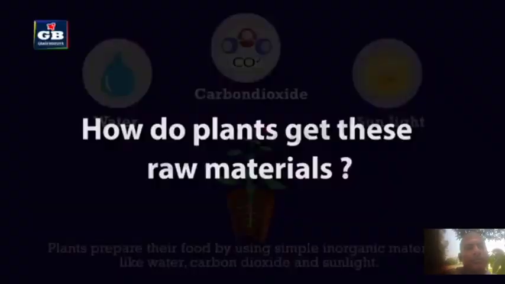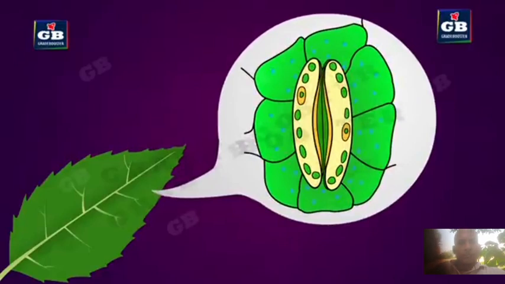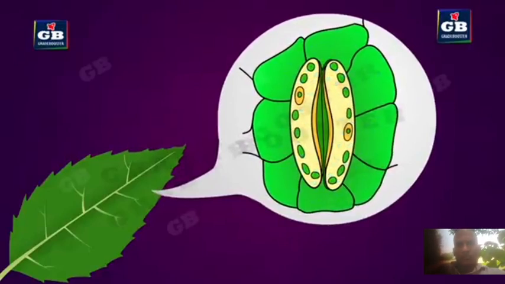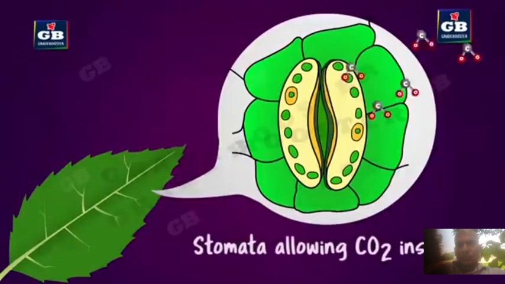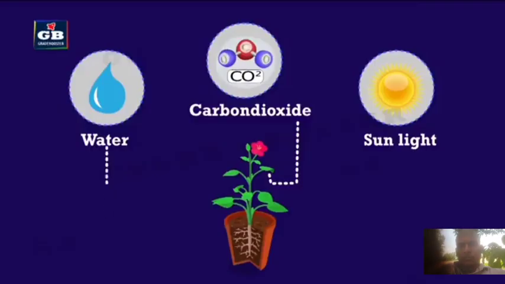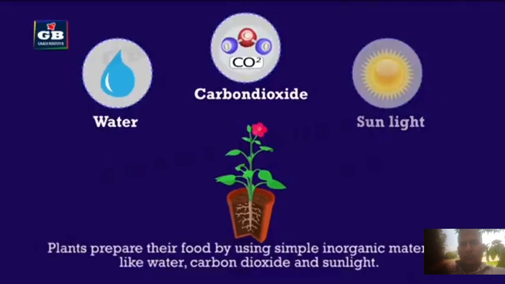Now, let us see how plants get their raw materials for photosynthesis. Plants get the carbon dioxide through stomata. Stomata are the tiny pores present on the underside of the leaf. Plants get water from the soil through roots. Sunlight enters the chloroplast through the upper surface of the leaf.